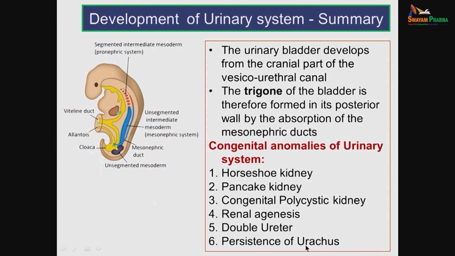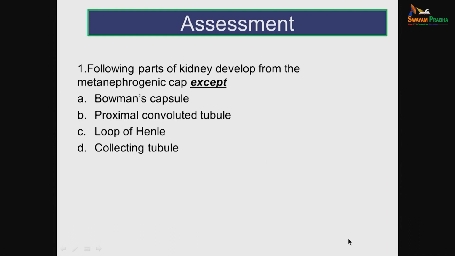Sometimes the urachus can persist. If the entire thing persists, we call it urachal fistula. If part of it persists, we call it urachal sinus, or there can be a cyst formation in the urachus. So, this summarizes the development of the urinary system. This class we have focused on kidney, ureter and urinary bladder. Having learnt the development of kidney, ureter and bladder, we will do an assessment of what we have learnt by MCQs.